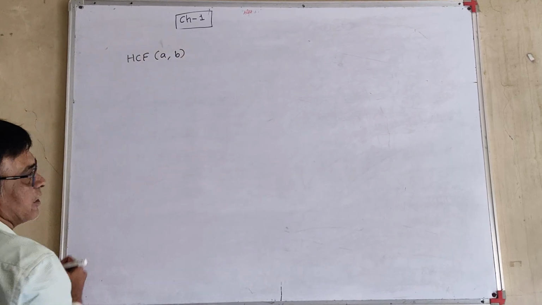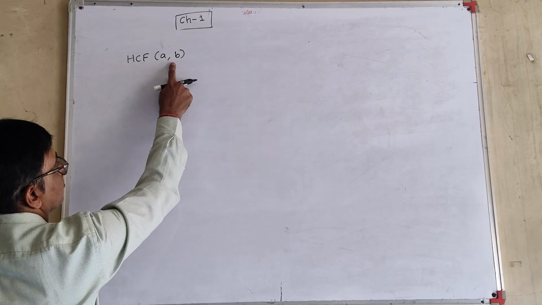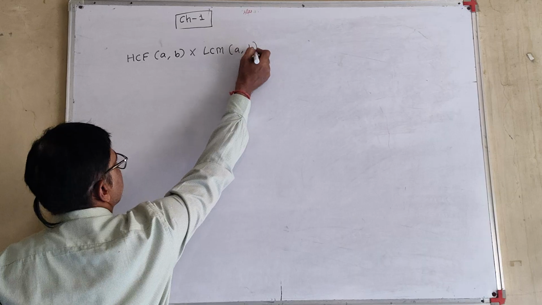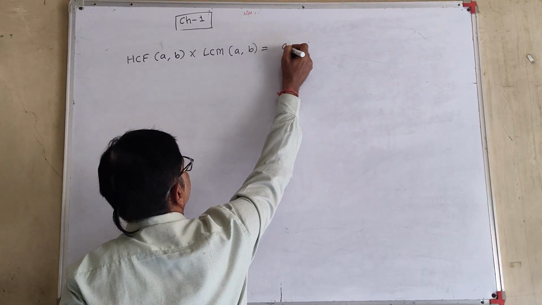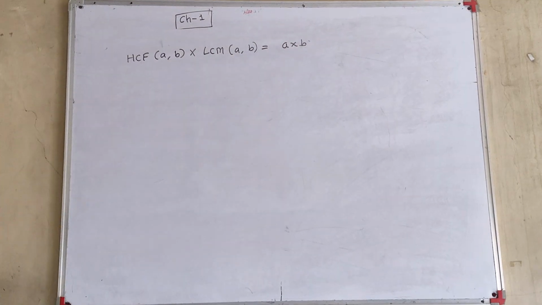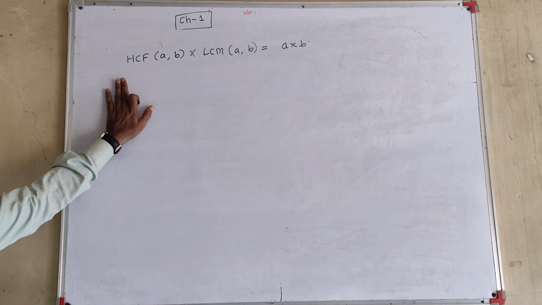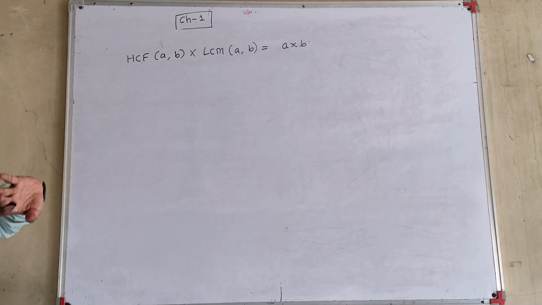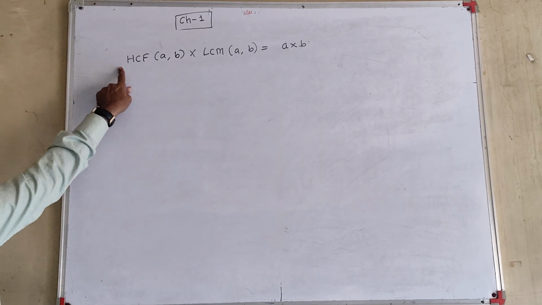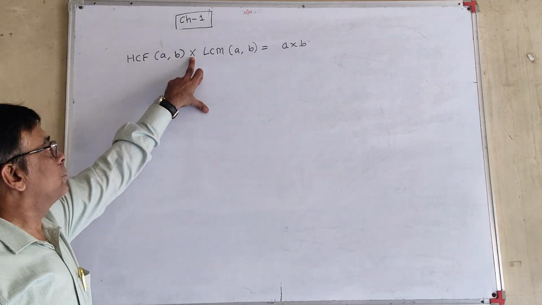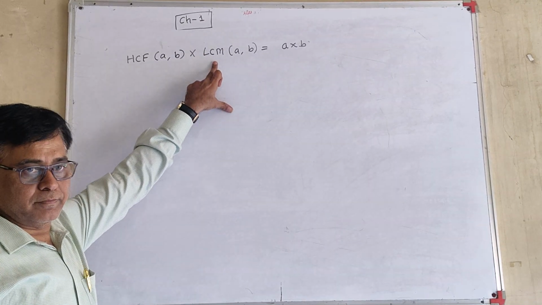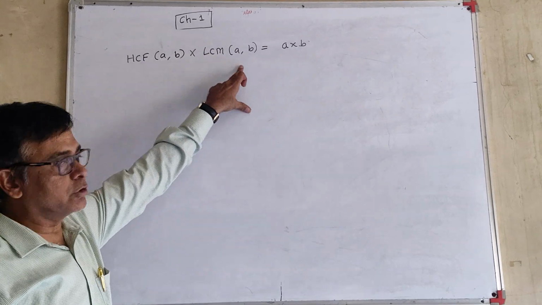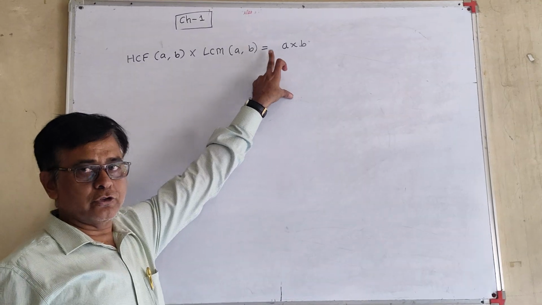HCF of two numbers A and B multiplied by LCM of two numbers A and B is equal to the product of the two numbers. This is the rule which will be applicable from now onwards in examples and questions. What is the rule? The product of HCF and LCM of two numbers is equal to the product of the two numbers.